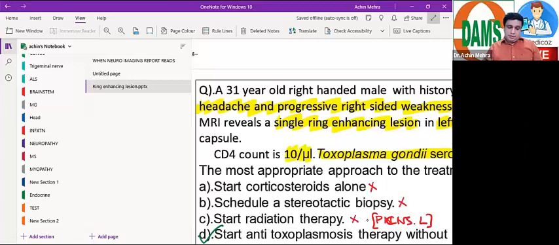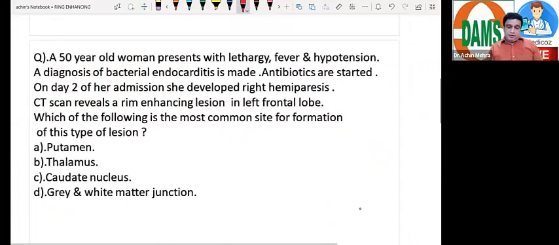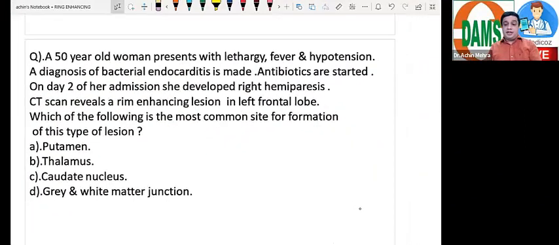So here comes the next question for you guys. A 50-year-old woman presents with lethargy, fever, hypotension, and she's been diagnosed with bacterial endocarditis, and she's been given antibiotics for this. On day 2 of her admission, she develops right hemiparesis. That's a focal neurological deficit. The CT reveals a rim enhancing lesion in the left frontal lobe.